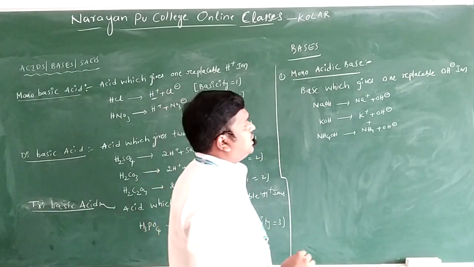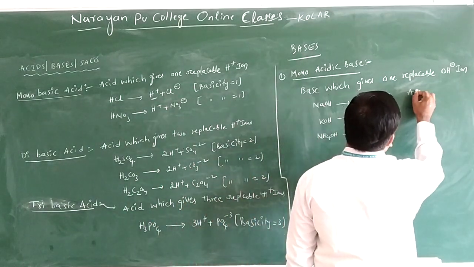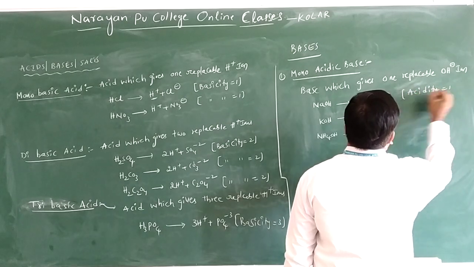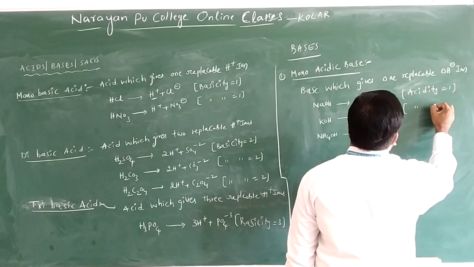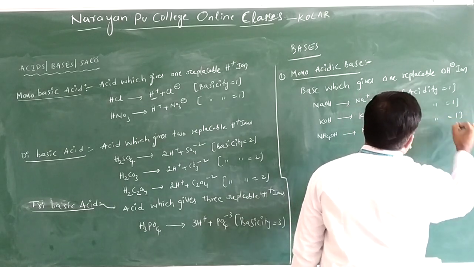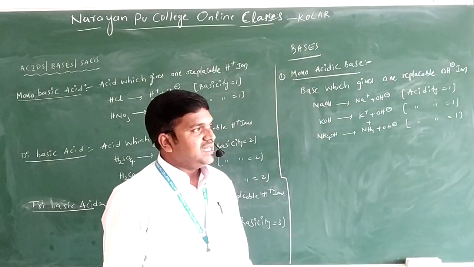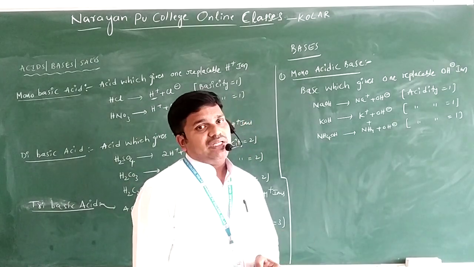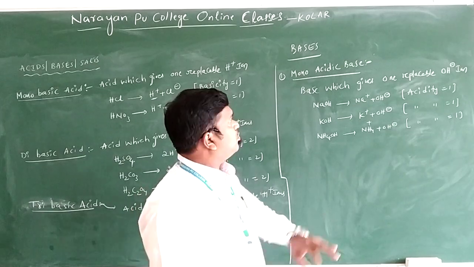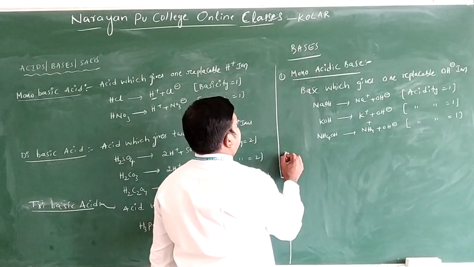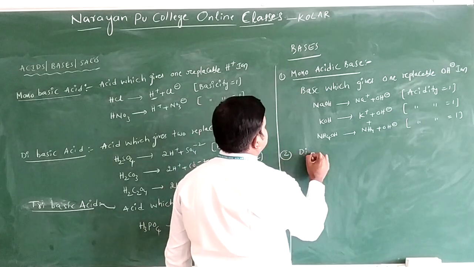For bases we write acidity. Acidity is equal to 1. Here in all the cases we can write acidity is equal to 1. What is meant by acidity? Acidity means the number of replaceable OH minus ions, which we find for bases. Clear? And the next one we have is diacidic base.